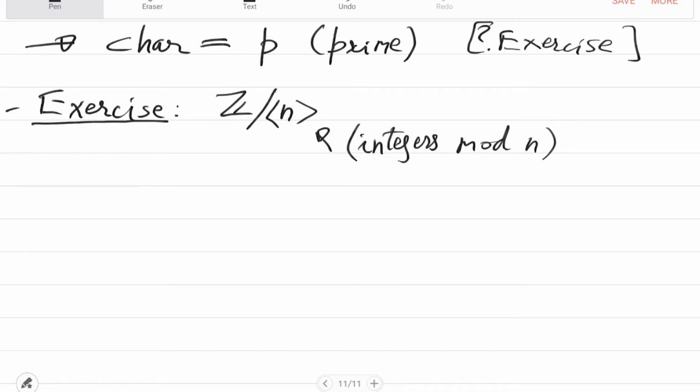Okay, so instead of looking at all the integers, you only look at integers 0 to n minus 1, and when you add them or multiply them, you take a remainder by dividing by n, and this again miraculously gives you a ring. So it's a different ring from integers. Okay, so this is a way to create new rings, and this is a field. When is this a field? Yeah, so the exercise is to show that this is a field only when n is a prime number, in which case n is a prime ideal.